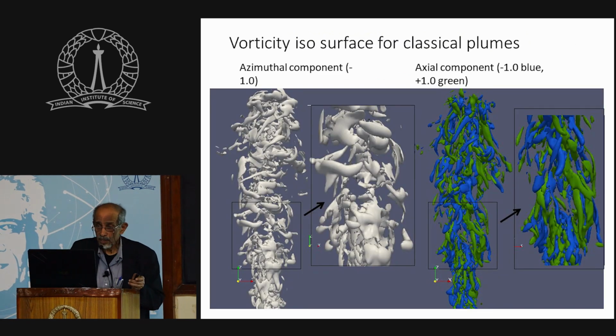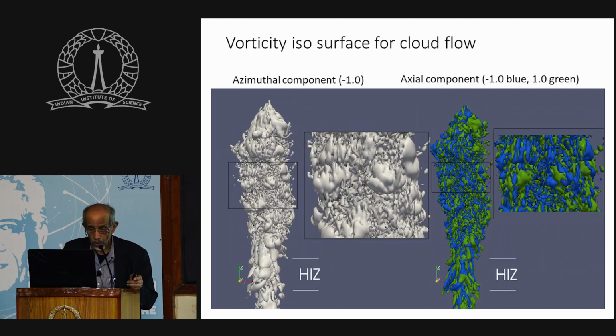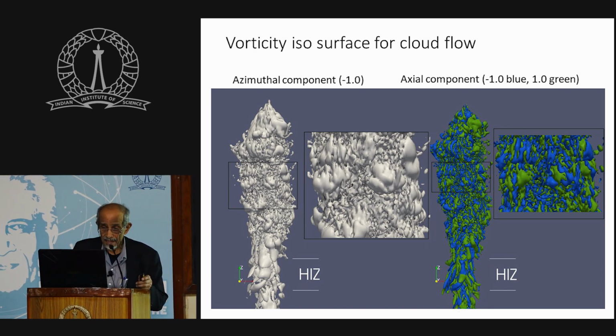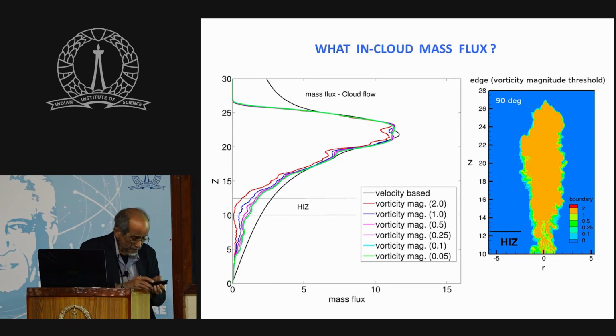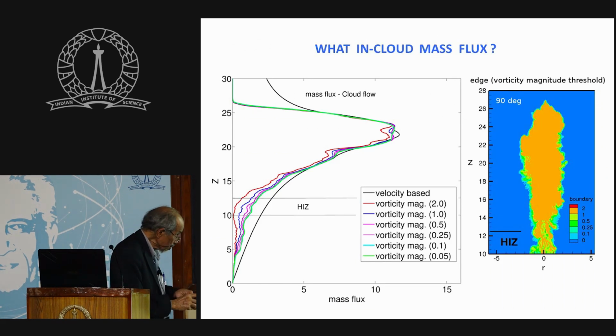These are just pictures, vorticity isosurfaces for classical plumes. And when you have heated them, look at the density difference between these two. That's unheated and this is heated. So the vorticity actually increases enormously. And this is the mass flow. And you can see how the mass flow changes, increases.